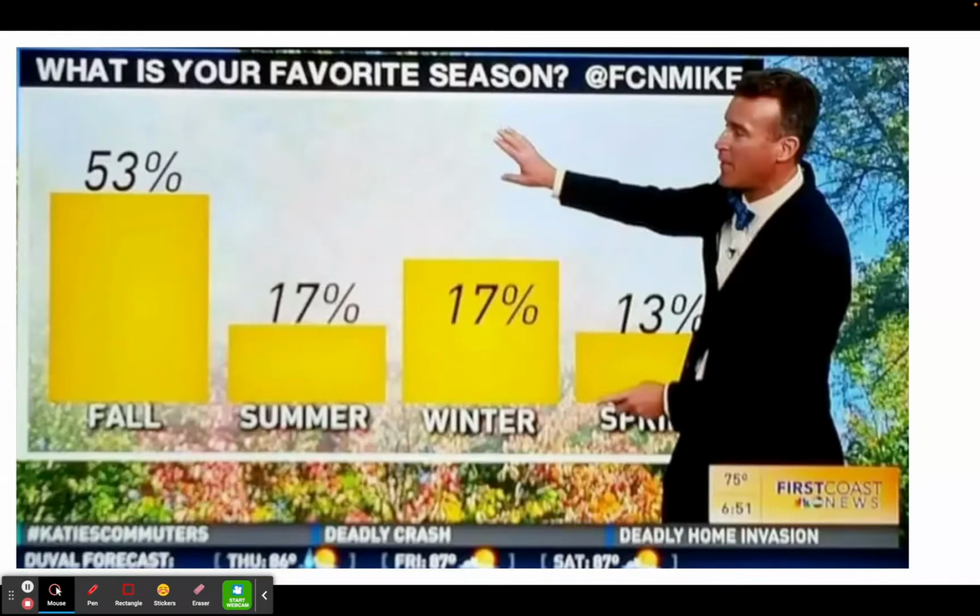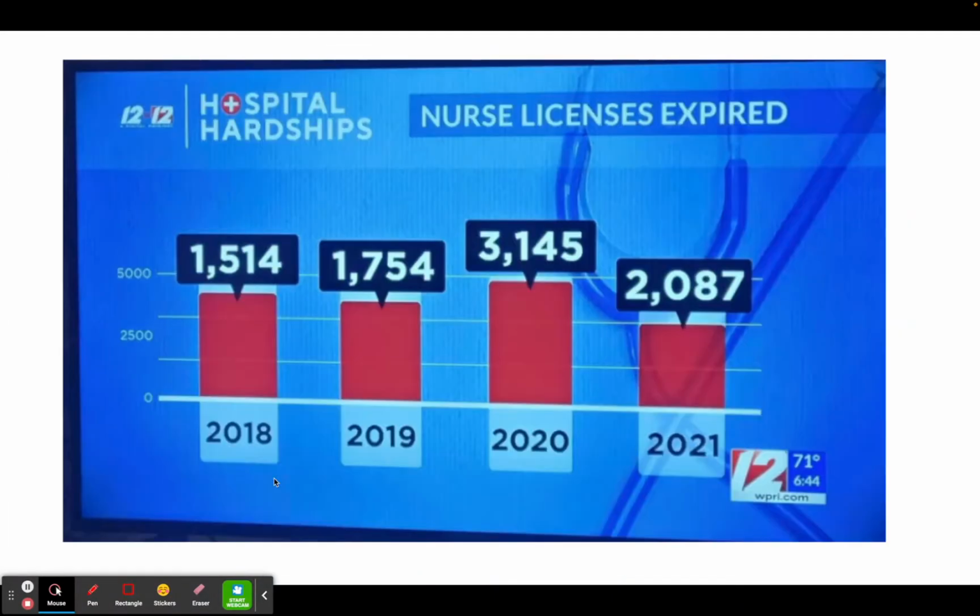This is showing what is your favorite season, and notice that 17% of people picked summer and winter, but those bars are a different height. Notice that spring and summer, we have summer is 17% and spring is 13%, but those appear to be about the same height. Notice the winter bar, which is 17%, is clearly more than half of the fall bar. But half of 53% is more like 21%. So there's just all kinds of things wrong with this graph here.